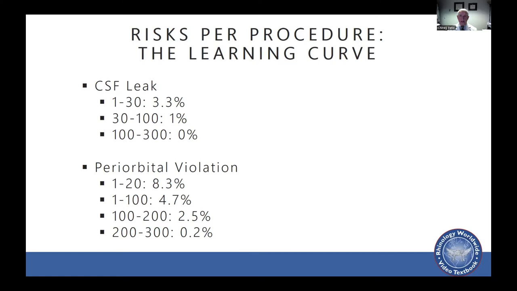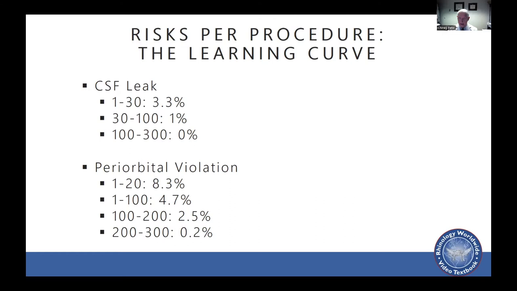Wolfgang Draf, Steve Shaver, Dale Rice, and I believe Fred Kuhn. Anyway, it shows what the learning curve was for them with CSF leaks and periorbital violation. The note was that after you've achieved several surgeries, 100 to 300, CSF leaks diminished, and periorbital violation likewise did with the learning curve. Especially for our young colleagues, this is something they have to understand can happen.